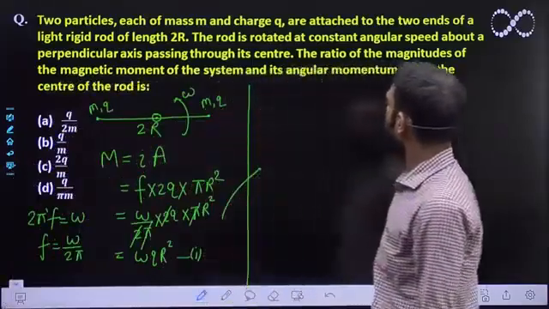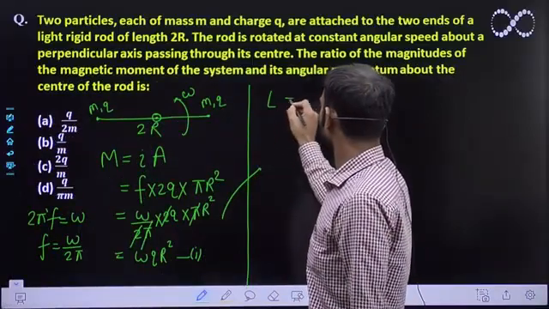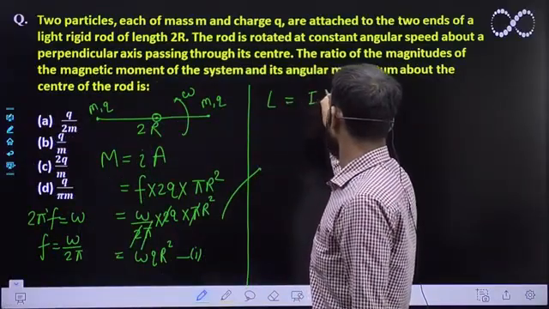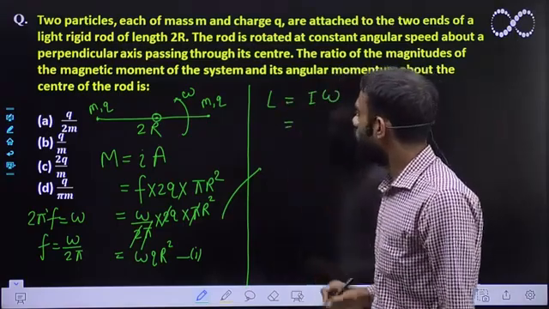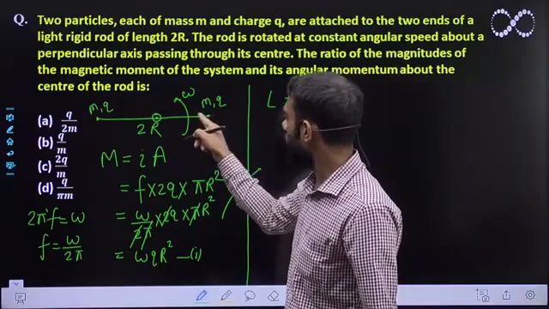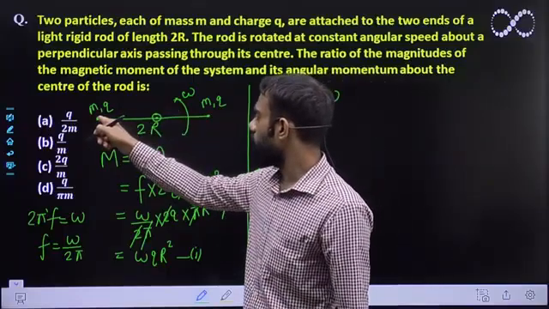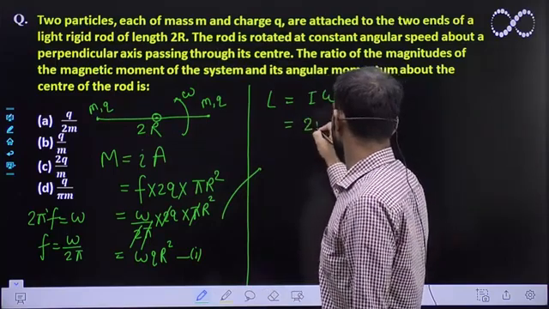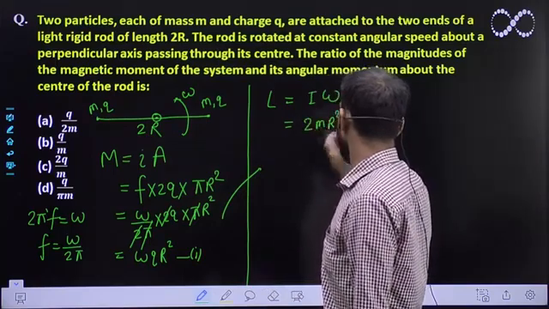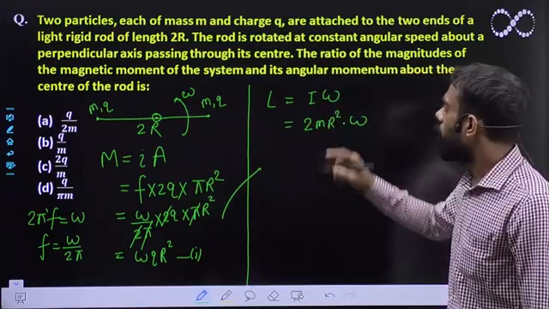Now I need to find the angular momentum. So let us call the angular momentum as L. So L is equal to I into omega. What is the moment of inertia? You can easily see for this particle, moment of inertia about this axis is m r square, and once again for this small m, moment of inertia will be m r square. So that becomes 2 m r square. This becomes I into omega, so this becomes L.